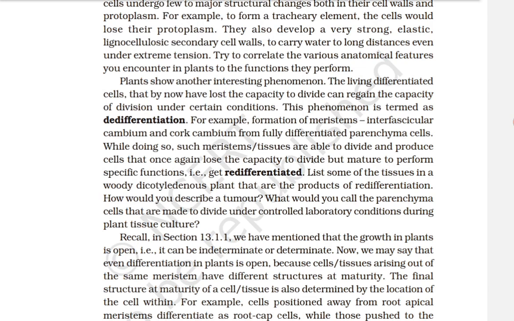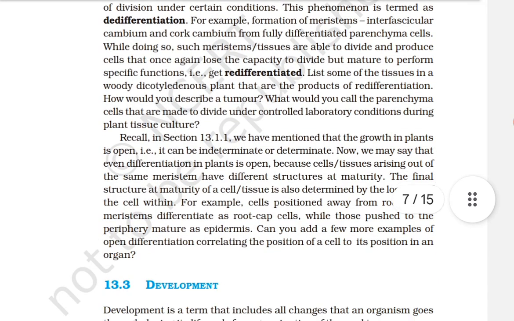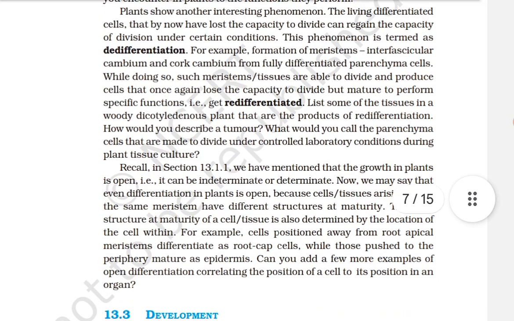How would you describe a tumor? What would you call the parenchyma cells that are made to divide under controlled laboratory condition during plant tissue culture? Listen carefully. Callus cells. Parenchyma cells that are made to divide under controlled laboratory condition during plant tissue culture are called callus cells and are an example of de-differentiated cells.